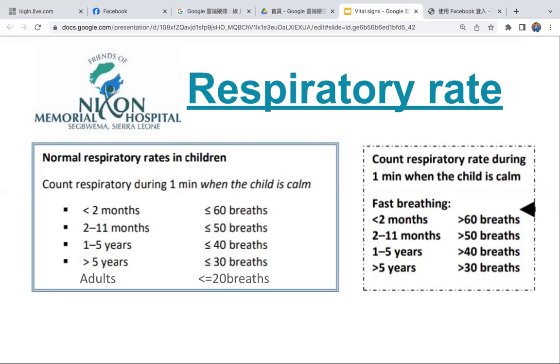If the patient is less than 2 months old, the normal respiratory rate should be less than or equal to 60 breaths. 2 to 11 months, less than or equal to 50. 1 to 5 years old, less than or equal to 40 breaths. If the patient is more than 5 years old, the respiratory rate should be less than or equal to 30. For adults, it should be less than or equal to 20 breaths.